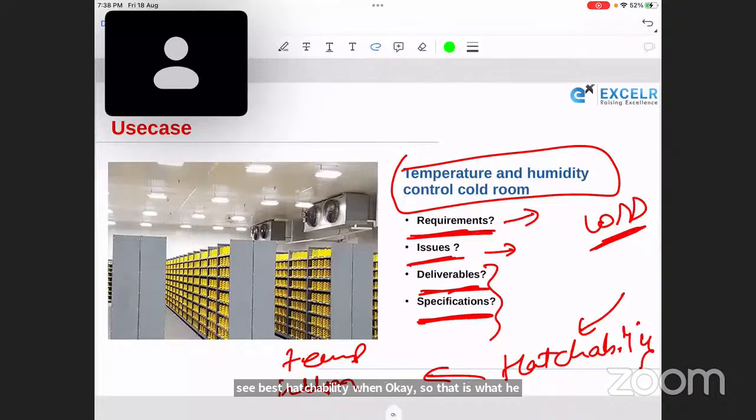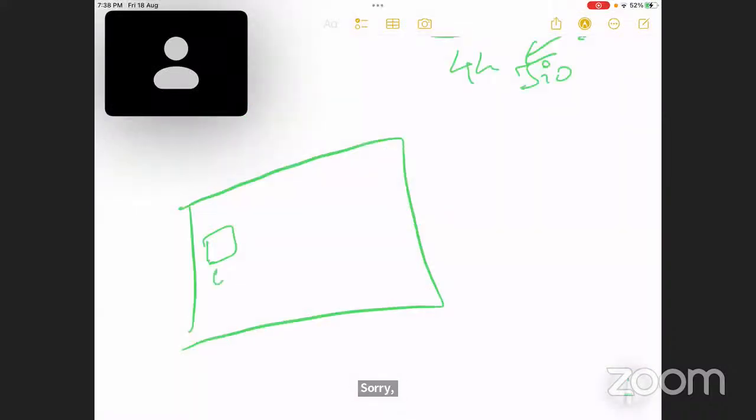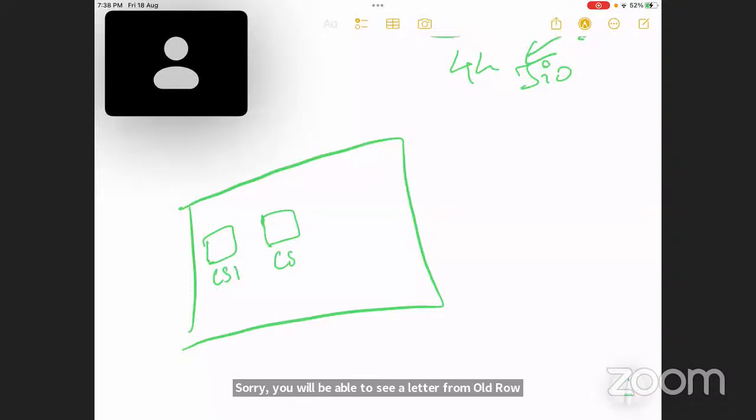Now deliverables: I will deliver him a device which will be installed inside. I will give him a dashboard and I will give him an app. App for individual cold rooms, dashboard for multiple. Let's say he has 20 cold rooms. I will give him a dashboard where he will be able to see data from cold store 1, cold store 2, cold store 3, cold store 4, all together. And here you can see the graphs of all together.